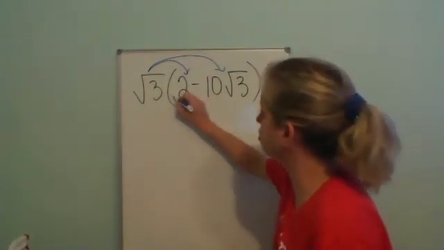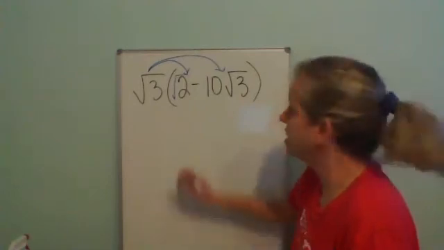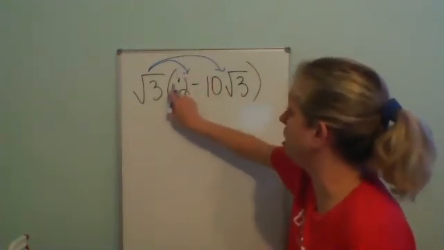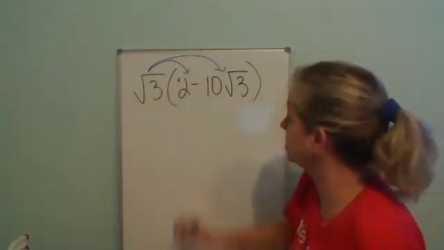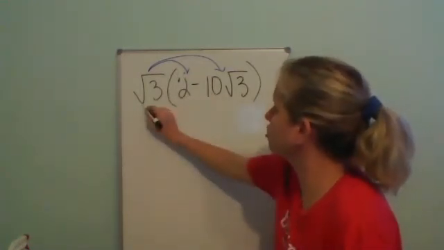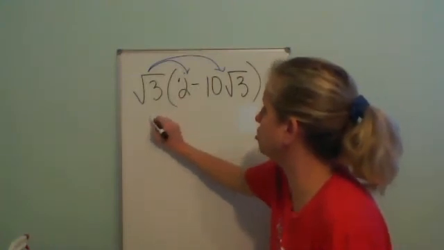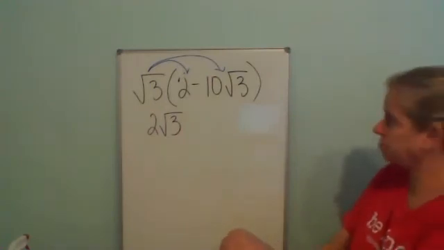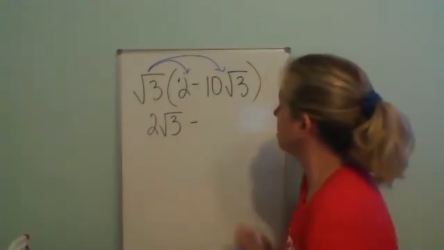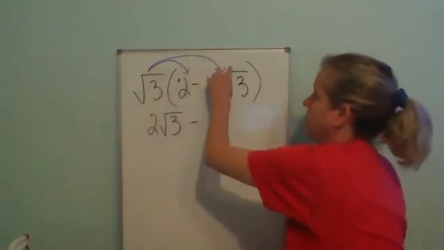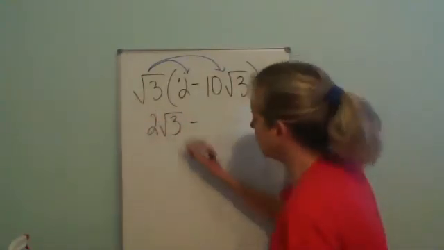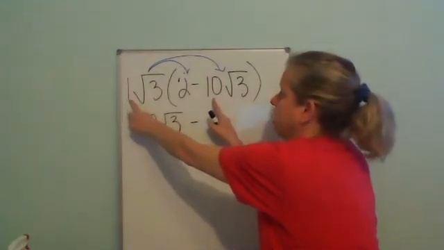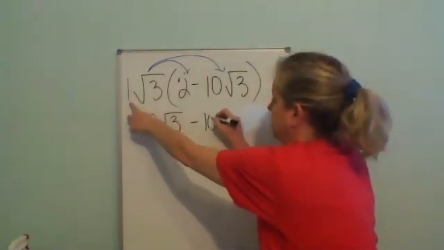If that 2 had a square root around it like that, then the square root of 3 times the square root of 2 would have been the square root of 6. But since that's just a plain 2, you have the square root of 3 times 2, which is just 2 square roots of 3. Bring down the minus. So now the square root of 3 is coming here. So again, it's like there's a 1 in front of that. So you're multiplying the numbers in front of the radical together. So 1 times 10 gives you 10.